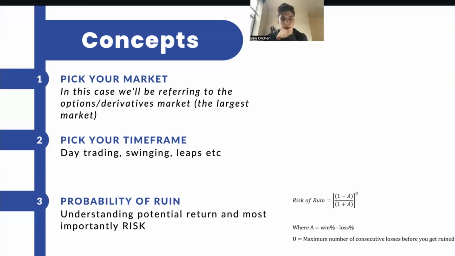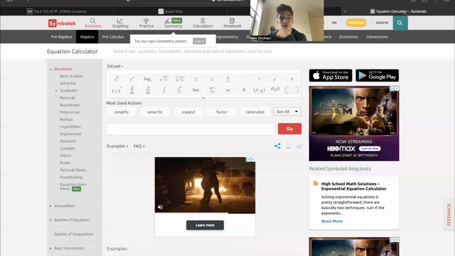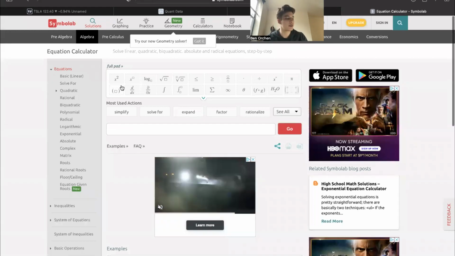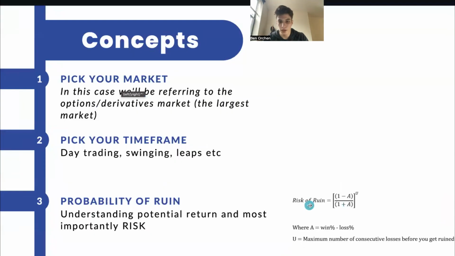So I'm going to pan over to this equation just to be able to show you guys this. So that equation that we looked at before, we'll call this R, is equal to (1 minus A over 1 plus A) to the power of U. So R is your probability of ruin. And basically, the lower the number, the less risk in your trading strategy. And I'll go into an example in just a few minutes here.